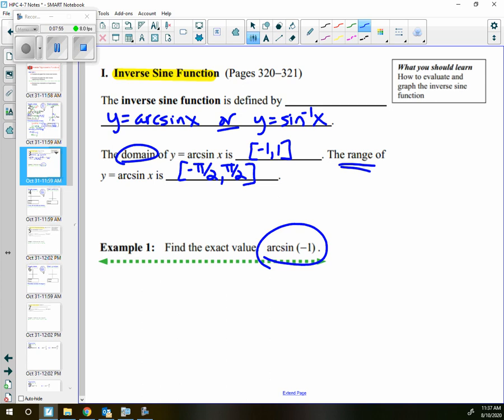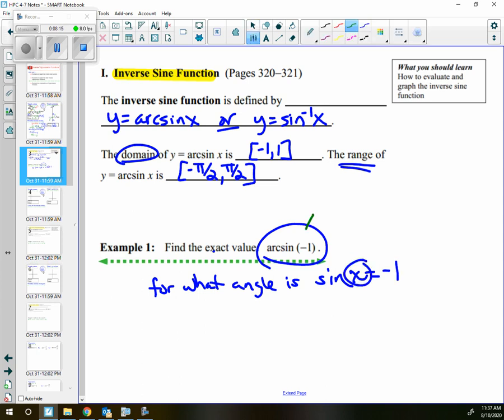Find the exact value for arc sine of -1. What they mean is that you shouldn't have to type it on your calculator. You should just know what it is to get that exact value. So you're really being asked the question, for what angle is sine -1? So for what angle is sine of x equal to -1? You're trying to fill in that blank.